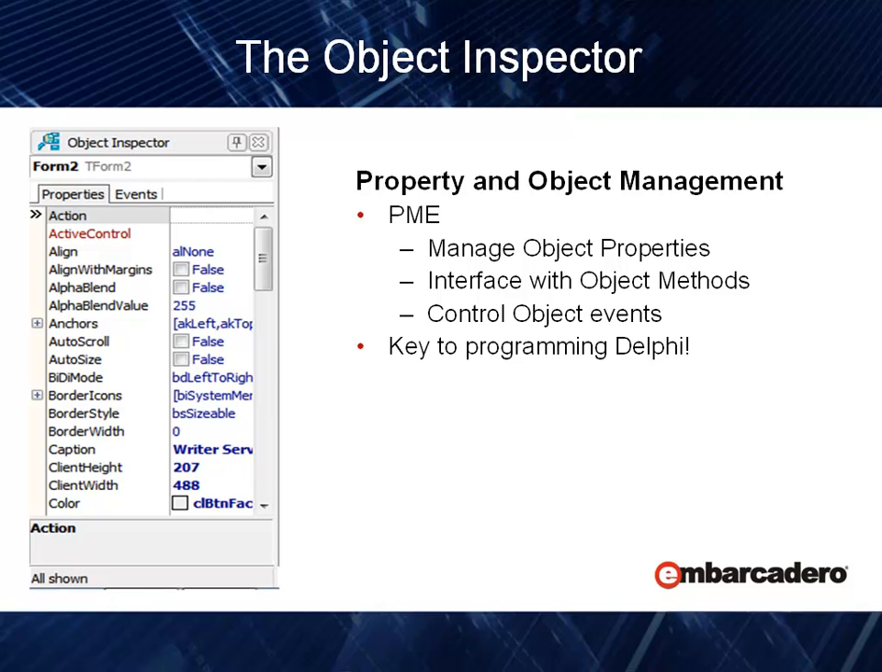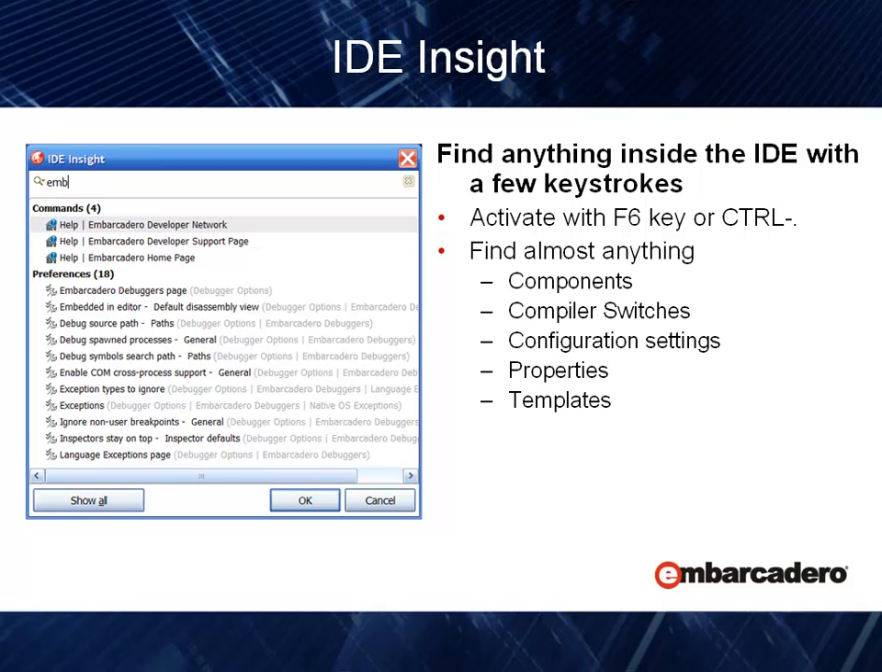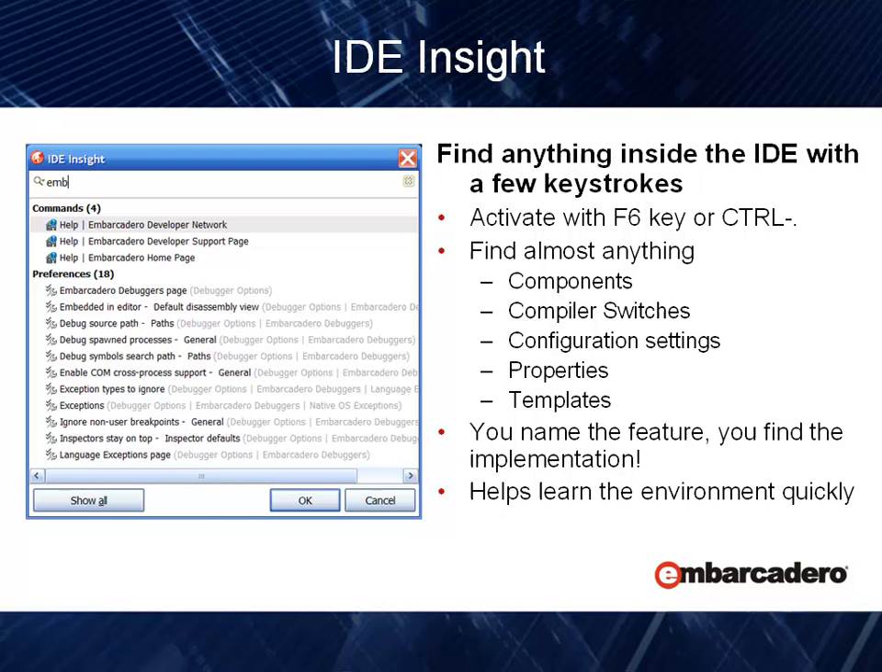It's one of the key features of programming with Delphi. Another new feature we've added is IDE Insight, and basically you can find anything in the IDE with just a few keystrokes. You activate it simply by hitting the F6 or the Control period key, and you can find almost anything, from components, compiler switches, configuration settings, properties, and templates. You name the feature, you find the implementation. It really helps to learn the environment quickly for people new to it, and it also helps people who are experienced not have to remember all the nitty-gritty details.